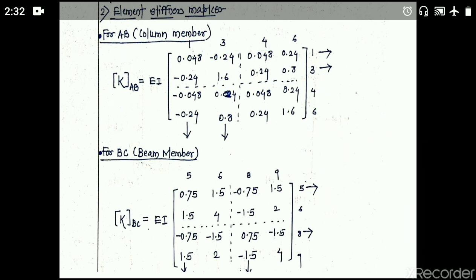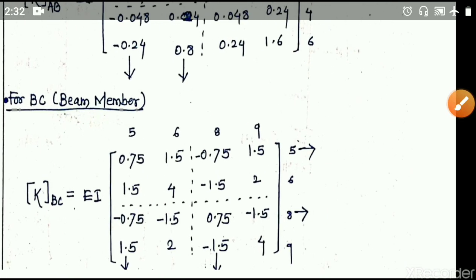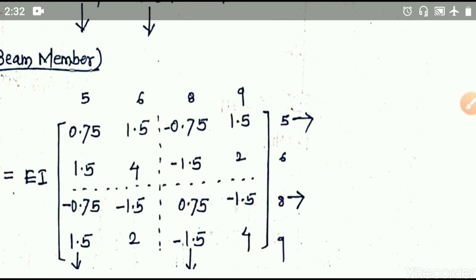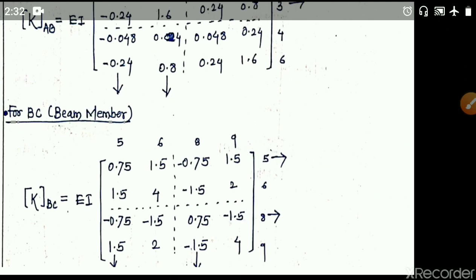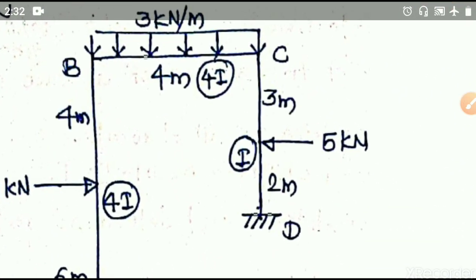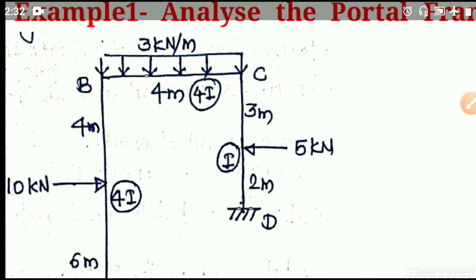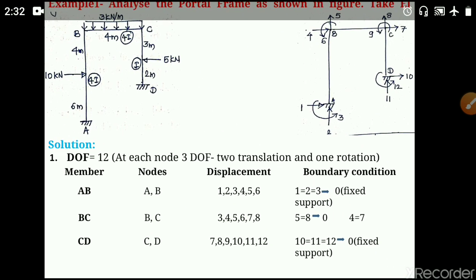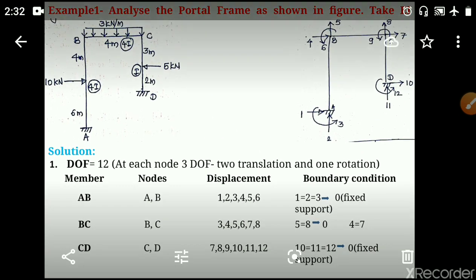Similarly for BC member. As BC is a beam member, you have to refer to the stiffness matrix of beam. The elements are the same, only the minus sign shifts from the first row first column to the third row third column. So here EI is taken outside. See the properties of beam, length and EI. The length of beam is given as 4 meter and I is equal to 4. So put these values in the stiffness matrix of beam.